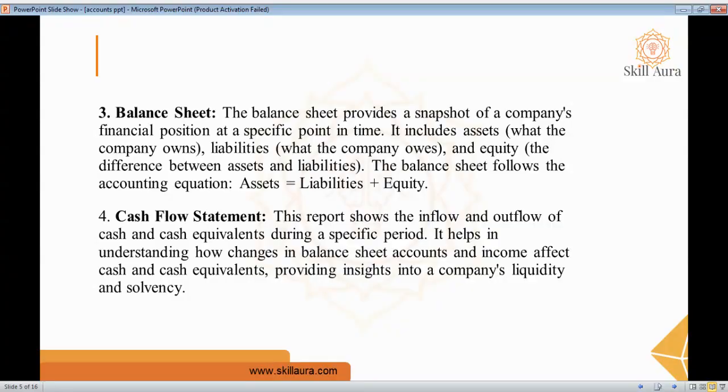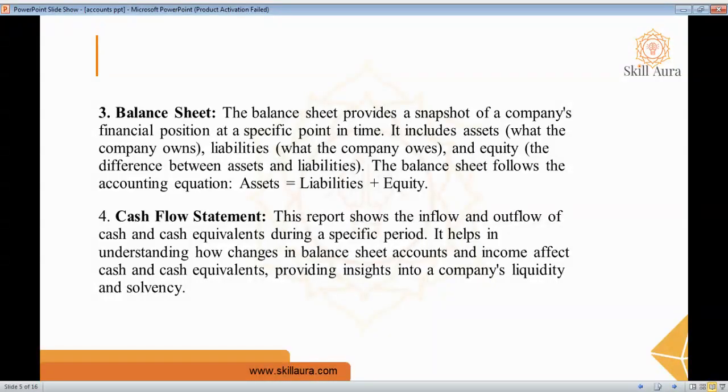When we total all this, we'll get a total liability. When it comes to the equity, there will be two things, that is share capital and retained earnings. When we total it, we'll get a total equity, and we have to follow the accounting equation, that is asset is equal to liability plus equity.